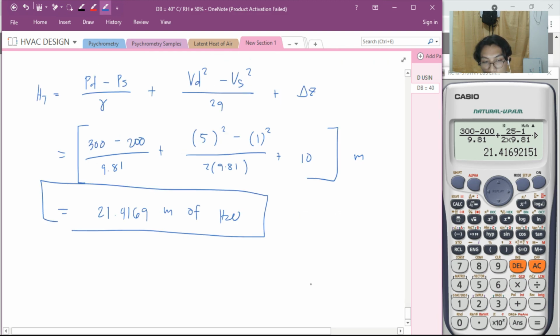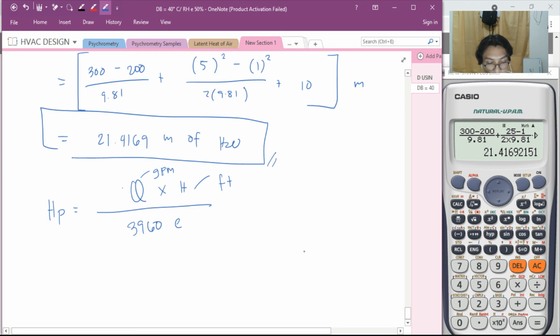Now, for pumping requirements in HP, anong tinuro ko sa inyo? Diba? For HP, sa fluid machinery, tandaan nyo, gamma tsaka Q. Or, ito na lang, Q times H over 3960 E. Okay, yung Q natin naka GPM, yung H natin naka feet. Kaya lang, hindi ito naka feet. Wala rin tayong Q. Saan natin makukuha yung Q? Lo and behold, pwede nating isolve si Q. Q is simply yung volume flow rate. That is equal to mass over density.